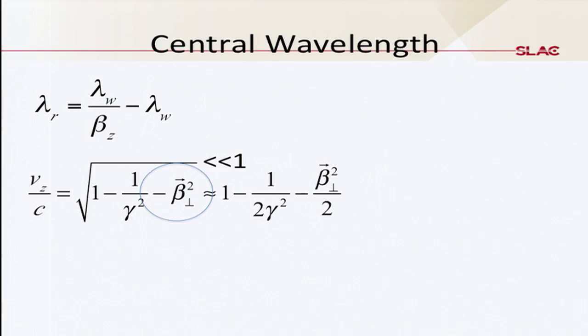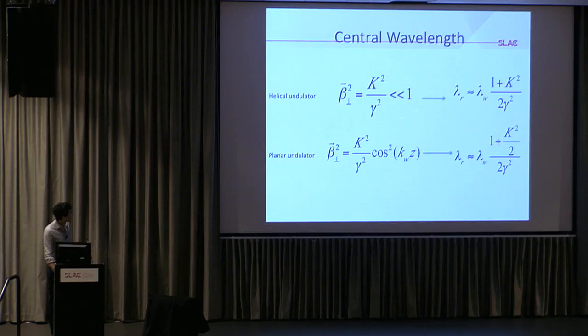Now if you have a helical undulator, like I said, your transverse velocity is constant, so you have a k square over gamma square, and this is your final expression for your radiation wavelength. If you have a planar undulator, your transverse velocity is not constant, so you have a cosine square, you average it over one oscillation period, and you get this expression that I showed you at the beginning.